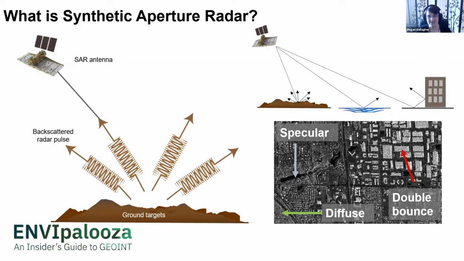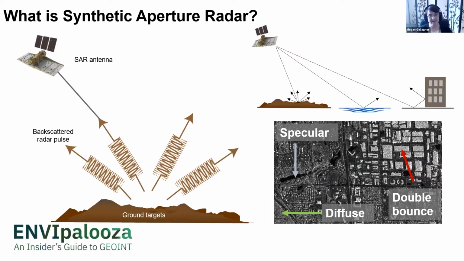Diffuse backscatter is sort of a grayscale. In our lovely little grayscale image there, you can see those areas that aren't black and aren't white. That is our diffuse backscatter, our vegetation, our rough ground surface. You can see that in that little star scene we have in the bottom right-hand corner.